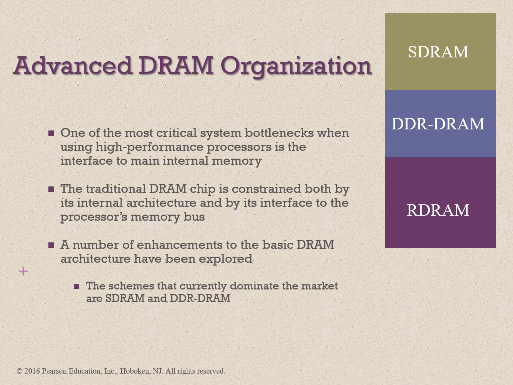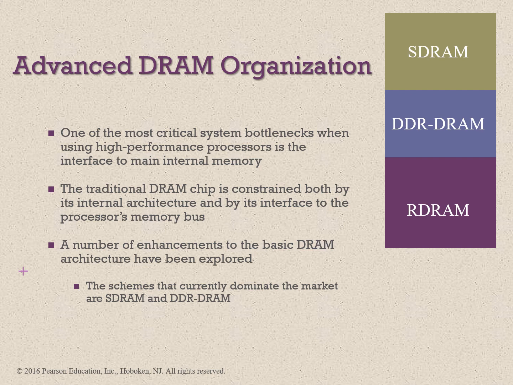Now let's move on to advanced DRAM organization. In advanced DRAM organization, one of the most critical system bottlenecks when using a high performance processor is the interface to the main internal memory. The processor performs at high speed, but memory normally takes longer, with slow processing. Can you get the idea? So often we end up with a bottleneck, a speed problem. The processor performs at high speed, but memory performs at low speed.